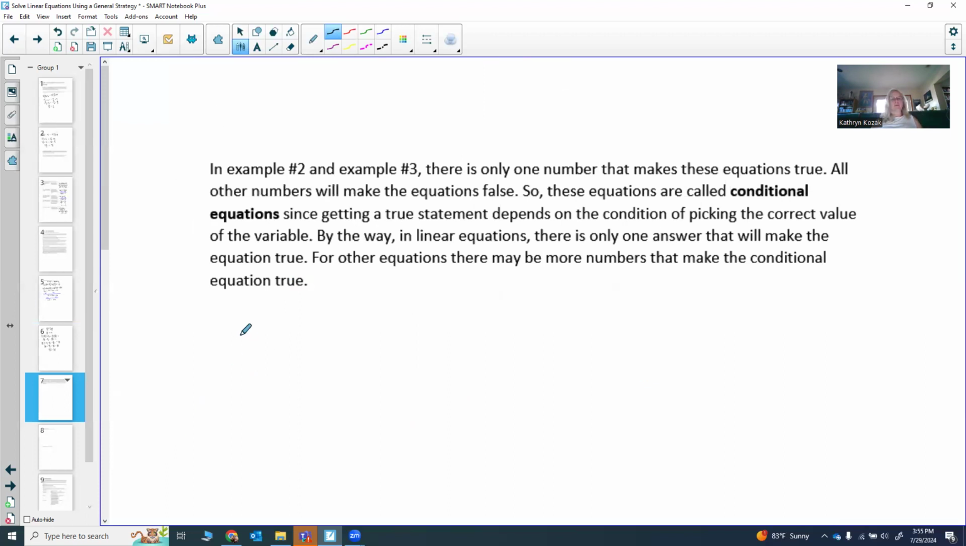In example number 2 and example number 3, there's only one number that makes these equations true. All other numbers will make the equation false. So these equations are called conditional equations, since getting a true statement depends on the condition of picking the correct value for the variable. By the way, in linear equations, there's only one answer that will make the equation true, but in other equations, there may be more numbers that will make the conditional equation true.